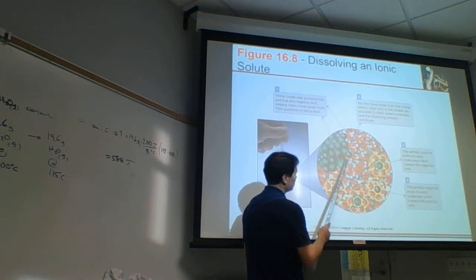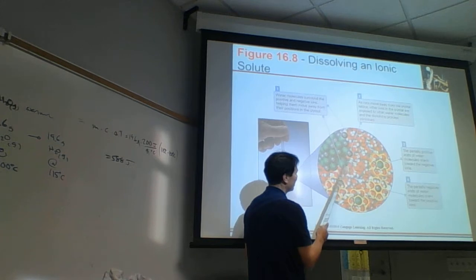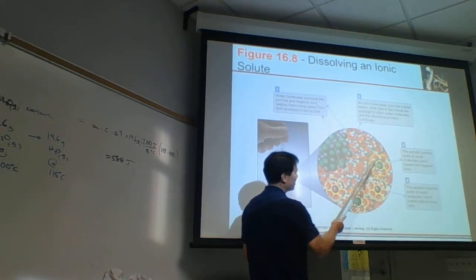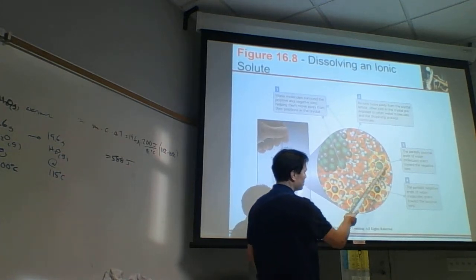It's got to bump in here with some force to break it off, and then once it's broken off, it can encapsulate it. Encapsulate it so it can't go back. It encapsulates it like this. We call this a hydration sphere.